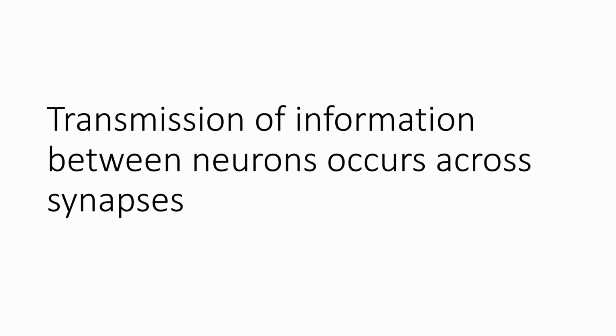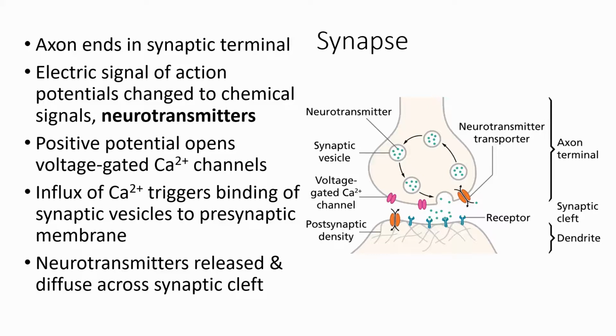An action potential is all or nothing. You either fire or you don't fire. What gives information is the pattern of them. And also what gives information is what happens at a synapse, which is where two neurons communicate. So the end of an axon is called a synaptic terminal. At that point, you change from an electrical signal to a chemical signal.